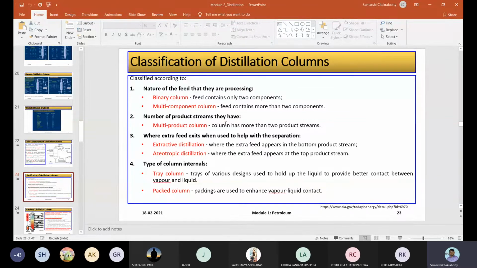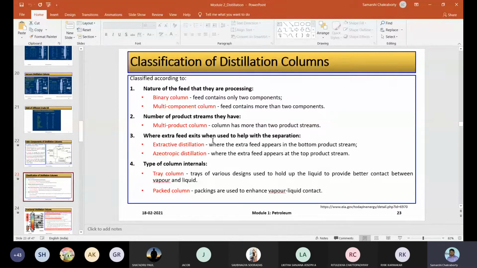In a multi-product column, the column has more than two product streams. Obviously if it is multi-component, it should have more than two streams. Because petroleum, crude oil, has a lot of fractions, it is not one or two components, it has so many components. So the distillation that we do for crude oil is obviously a multi-component distillation. You can also call it a multi-product column.